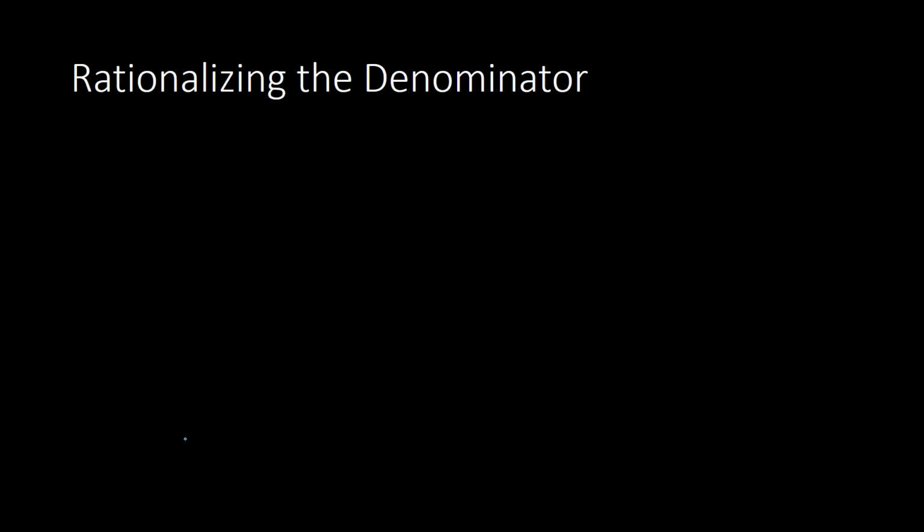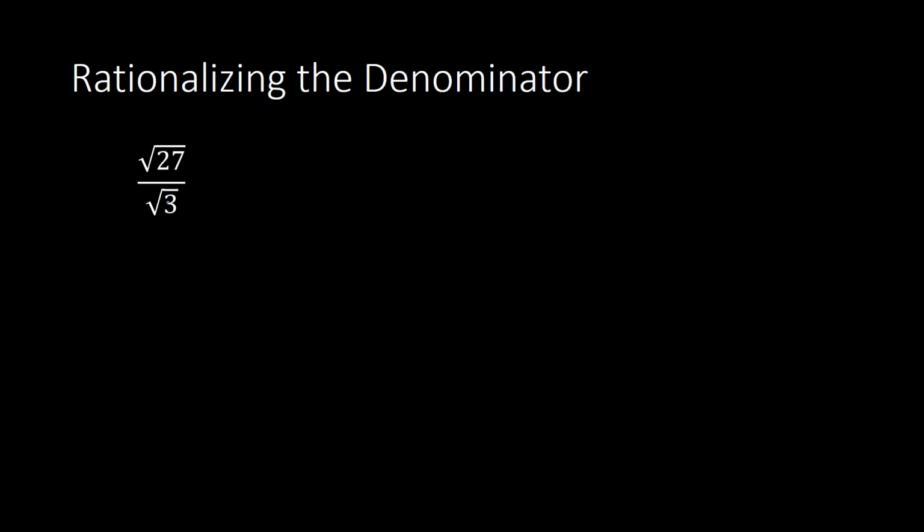But there are times when you will need to do something else, and that's what we call rationalizing the denominator, where something like this, you have the square root of 27 over the square root of 3. Well, the square root of 3 is not a perfect square, so I can't just take the square root of 3 because it doesn't work.